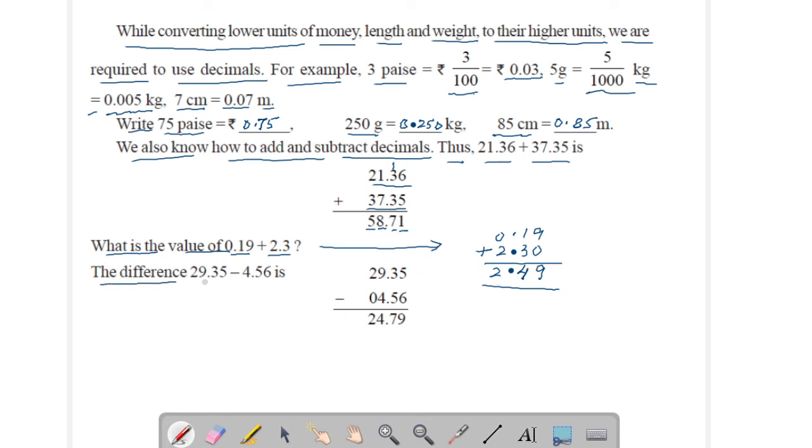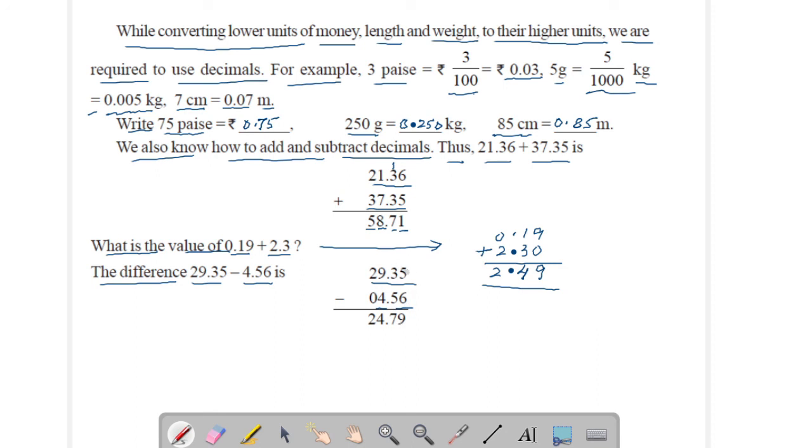Now come to next. The difference between 29.35 minus 4.56 is, here write the bigger number first, that is 29.35 minus here 4.56. Here write decimal below decimal. Here this space will be blank, write here 0 and then subtract it.